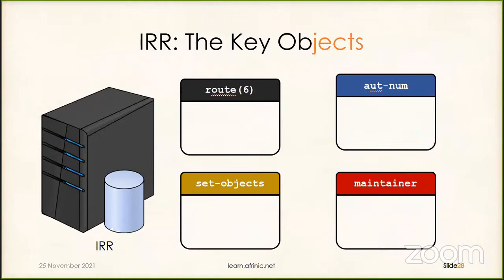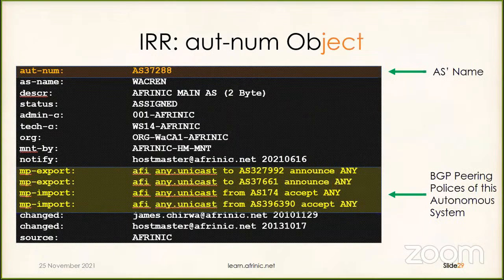And the last one we have here is the maintainer. The maintainer objects are used to protect other objects in the IRR database. So a maintainer object will usually have a password or a PGP key associated with it that is used for authentication purposes. Here we have an example of an aut-num object. An aut-num object would provide the registration information on who holds that AS number, and the holder of that AS number can also describe the routing policy in the object. So here we have an example where mp-export and mp-import are being used to describe the routing policy.